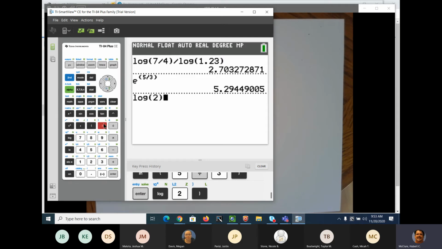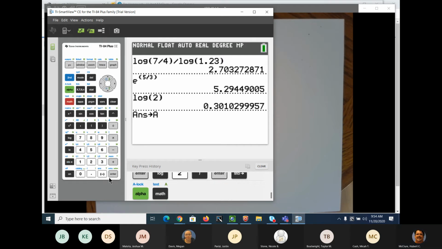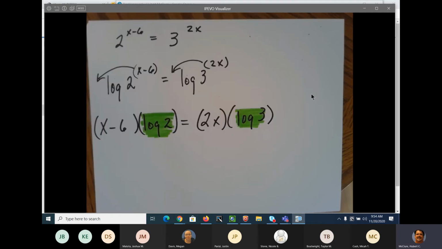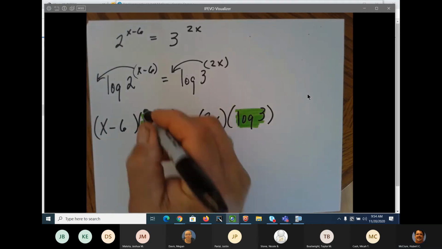Log of 2. Now, I'm going to store that. How am I going to store that? Well, I'm going to STO it. That's where you go get bread at the stove. Right here, STO. I'm going to store that. I'm just going to call it alpha A. And I'm going to put A right there.